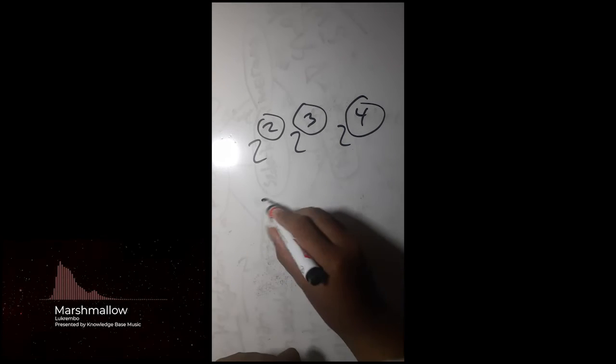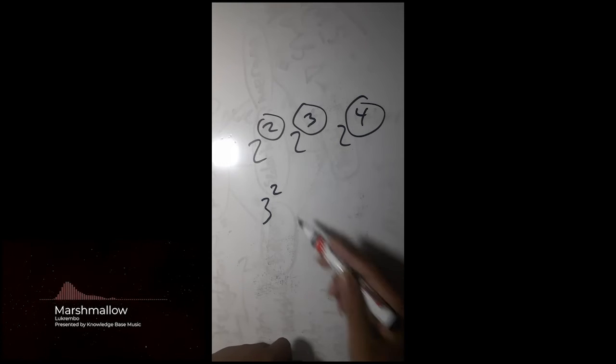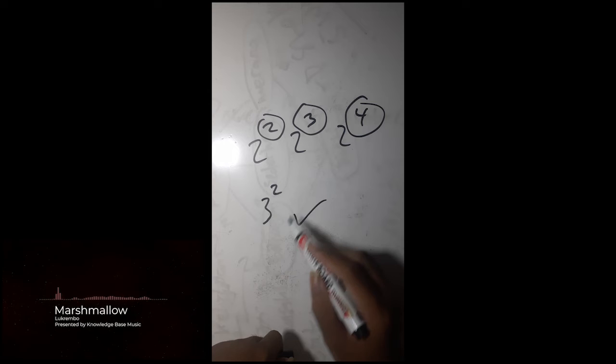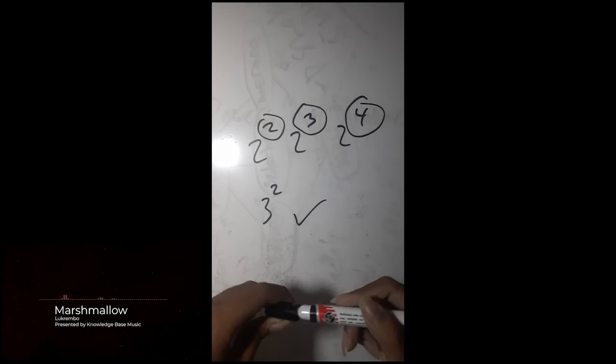Now, for example, how about this? Do you know how to say this? Say it. Come on, just say it. That's right. This is 3 to the power of 2. Now, that is very clever.